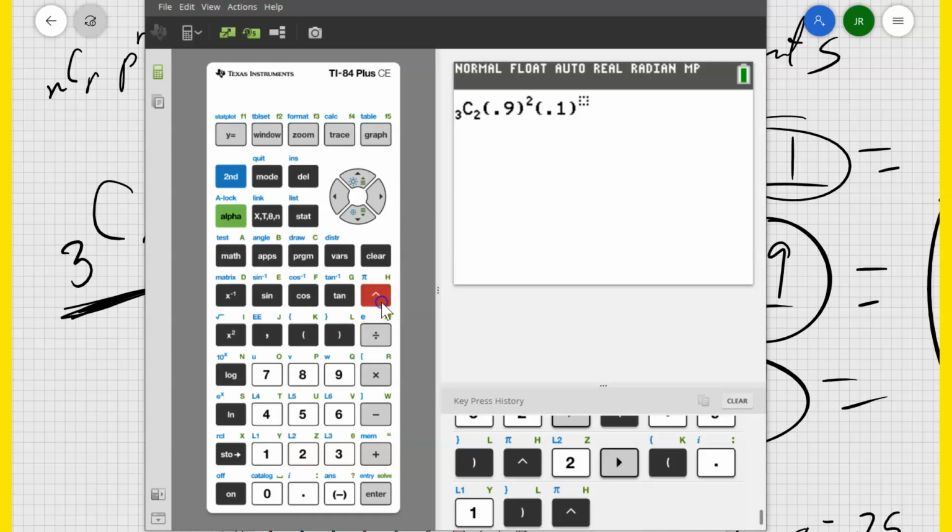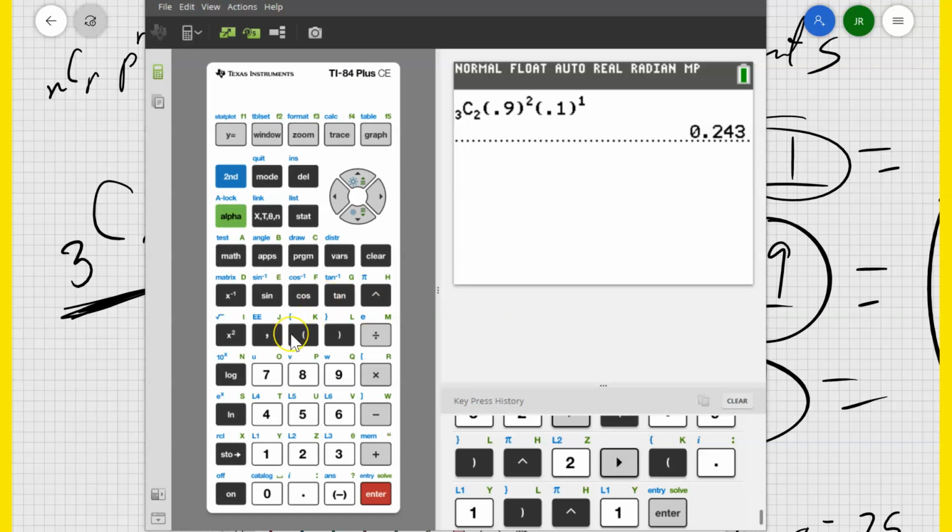to the first. These 2 numbers right here will always add up to the number of trials. So 3 trials, so these 2 numbers will add up to that. This is the number of successes, this is the number of failures. So the probability that I have exactly 2 successes is 0.243.